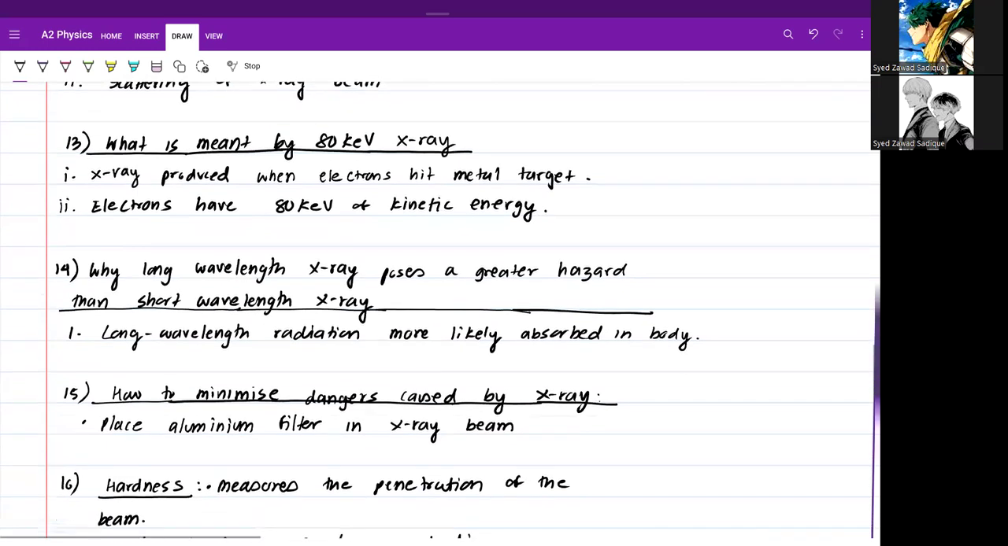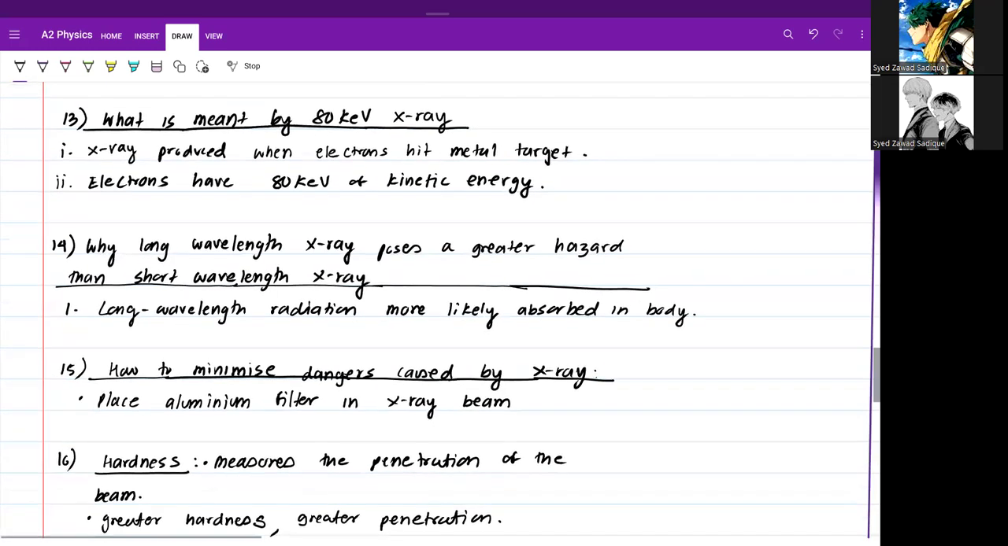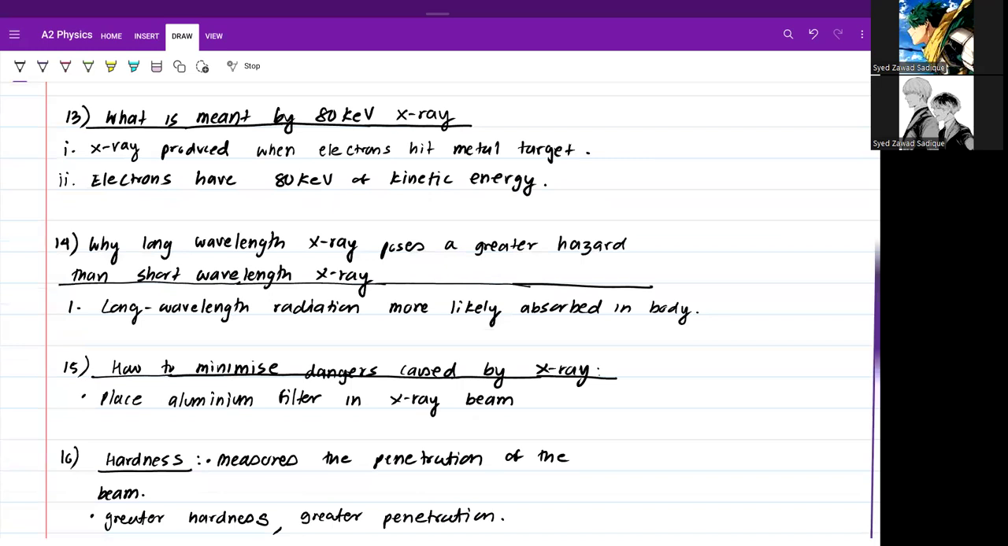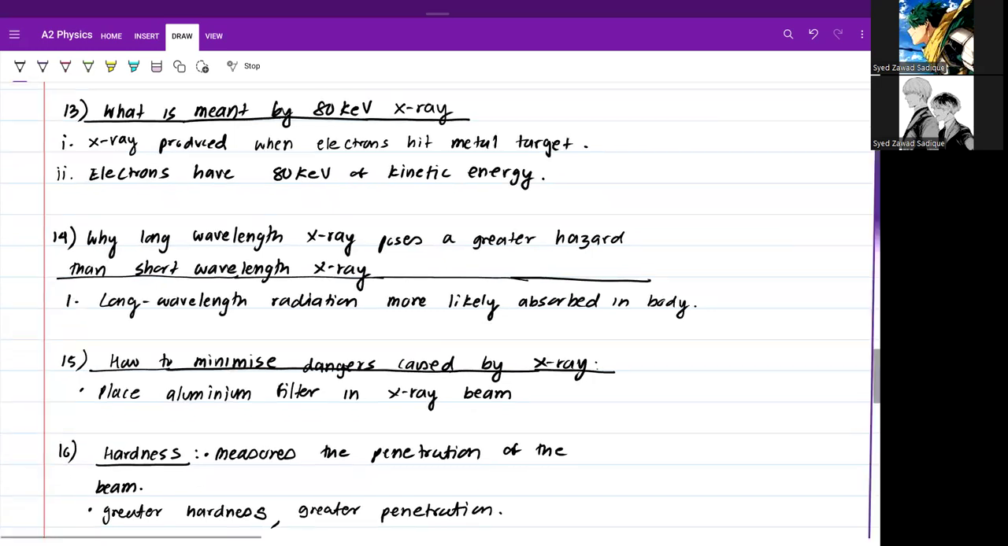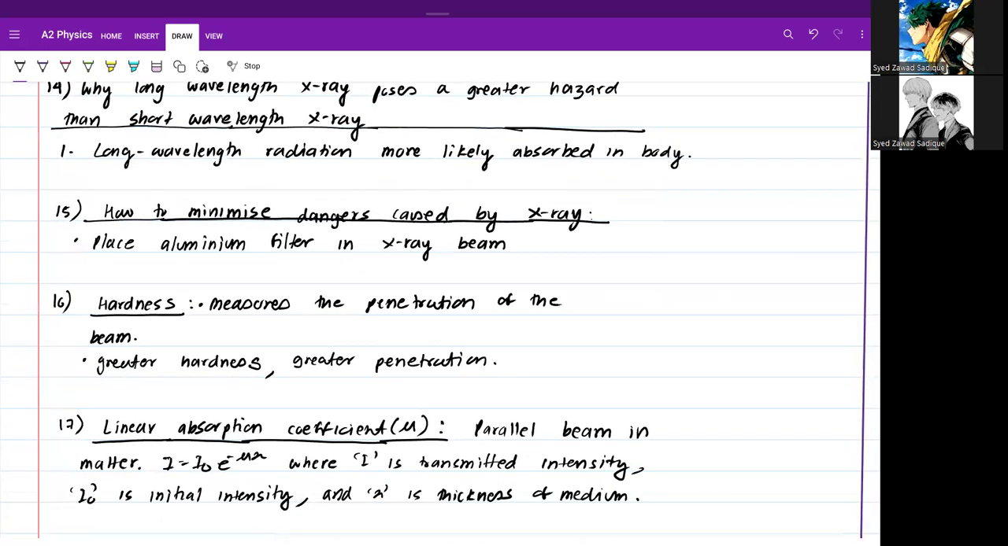Why long wavelength X-ray poses a greater hazard than short wavelength X-rays? So long wavelength radiation is more likely to be absorbed in the body. That's why they pose a greater hazard. So how to minimize dangers caused by X-ray? Again, it's a repeated question. Place aluminum filter in the X-ray beam.